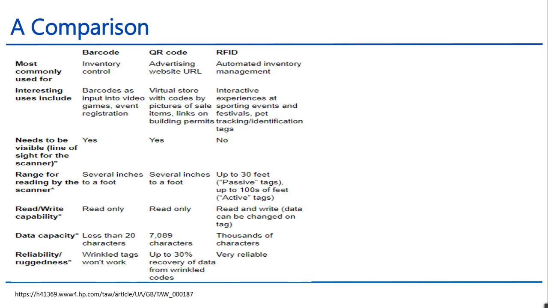So barcode is, I would say, commonly used for inventory control. Again, QR code is also used for advertising and website URLs, and RFID can be used for automated inventory management. So what does this mean?